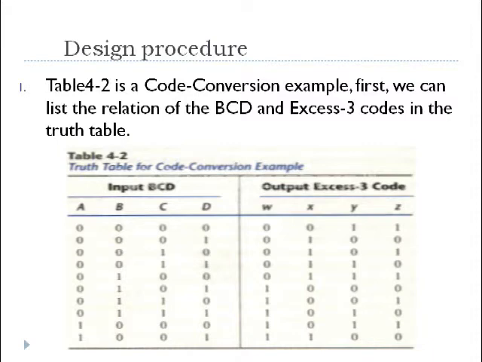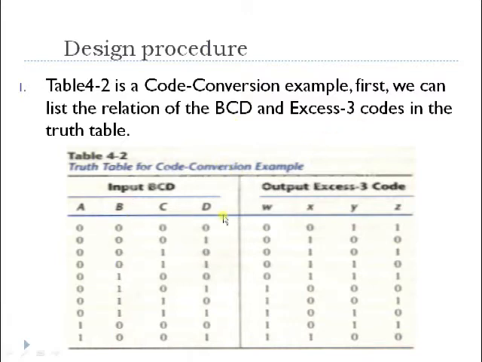4 binary bits, that is 1001. So every decimal digit is represented by using 4 bits in BCD. And X3 is nothing but if you add 3 to the BCD, then you will get the X3 code. Now let us draw the truth table here.